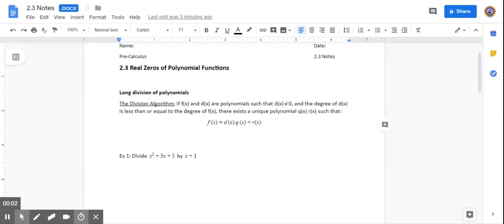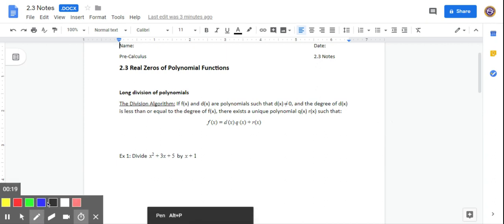This section is 2.3 on real zeros of polynomial functions. So basically in this section, we're going to be doing different types of division of polynomials and use it to find real zeros. So the first thing we're going to talk about is the division algorithm.